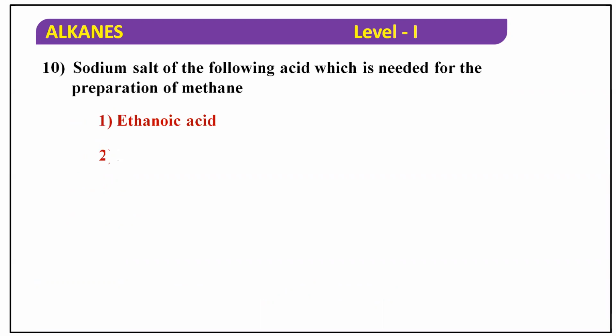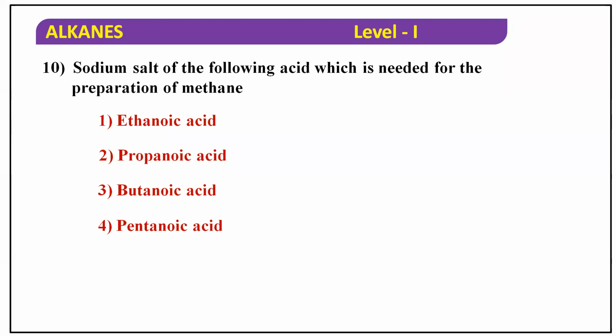Sodium salt of the following acid which is needed for the preparation of methane. Remember, methane, sodium salt. And one more thing, it can be a decarboxylation reaction also. So accordingly, you have to think. We want one carbon, but suppose there is a decarboxylation reaction, then how many carbons should we have taken? Based on that only we have to answer. So we have to take ethanoic acid, and based on that only we have to do. Okay. Any doubt, anyone?